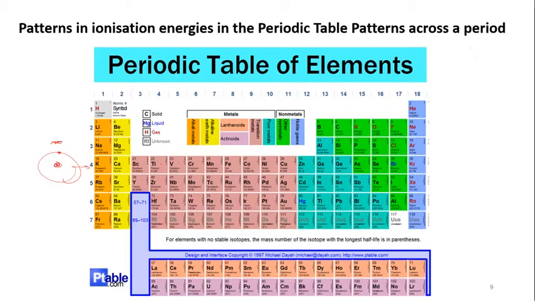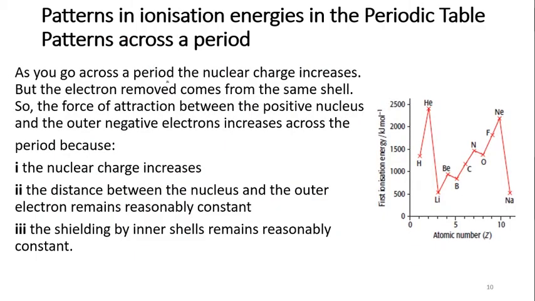This is why when I move across the period, if I lose any electrons, the effect of the nucleus will increase and be more effective at attracting the electrons, because now the number of electrons is less. Now let's look at this graph to explain what happens to the ionization energy across the period.